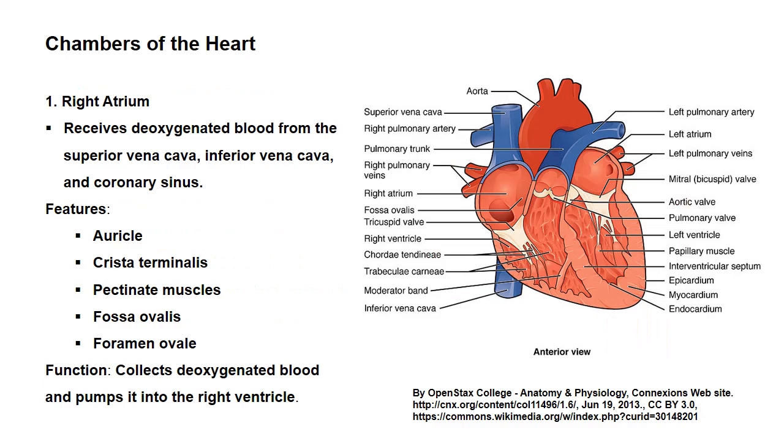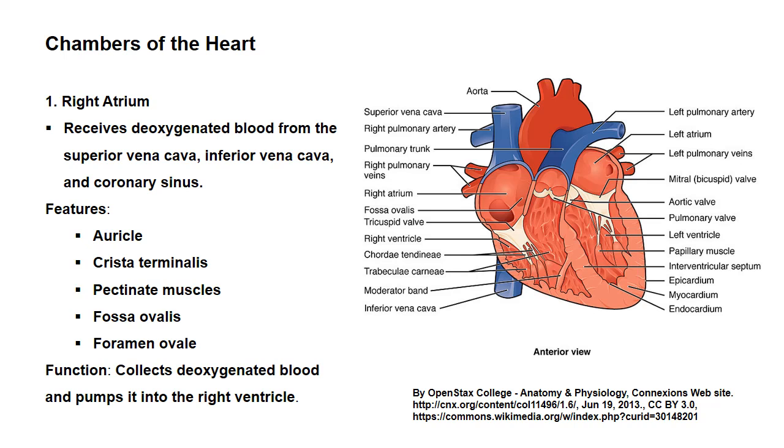The heart consists of four chambers, two upper chambers called atria and two lower chambers known as ventricles. These work together to maintain a one-way flow of blood through pulmonary and systemic circuits. The right atrium receives deoxygenated blood from the superior and inferior vena cava and the coronary sinus.